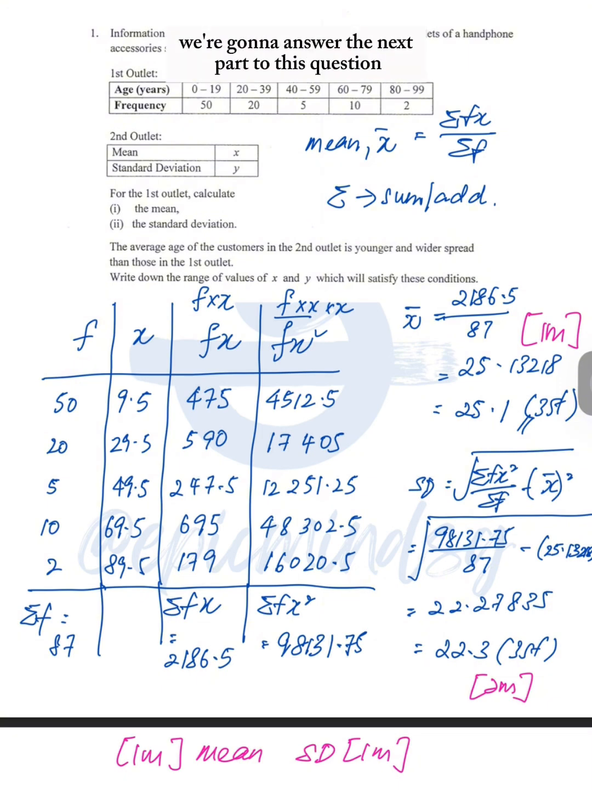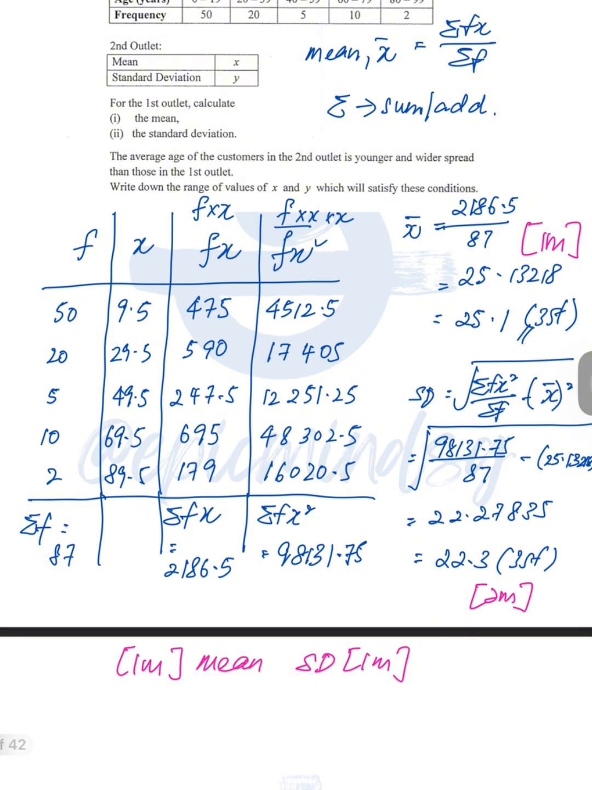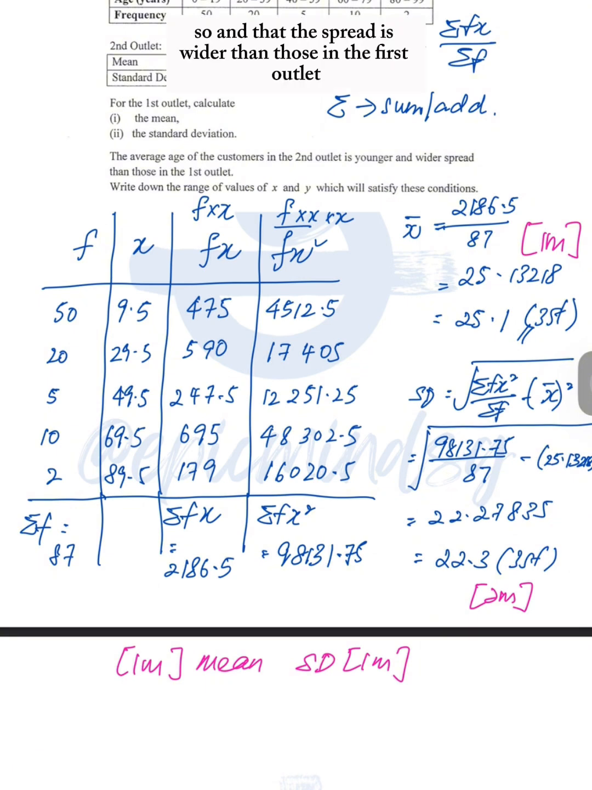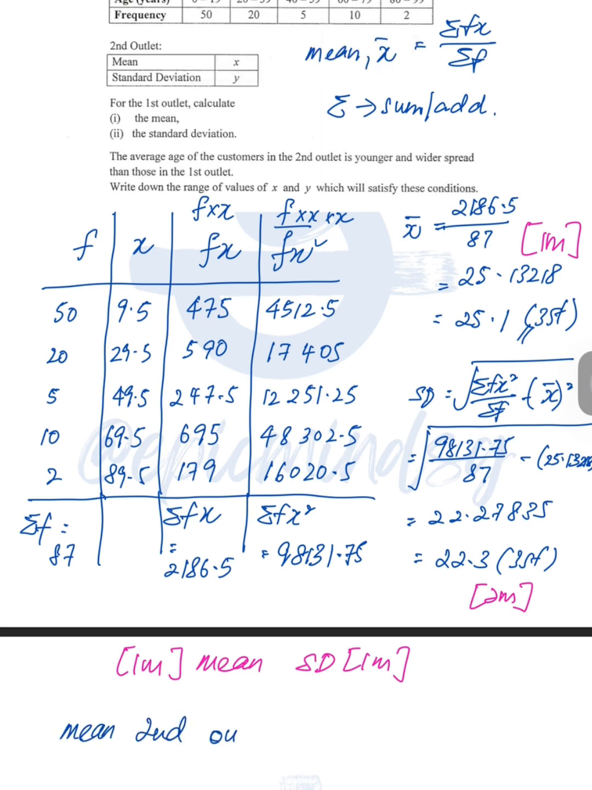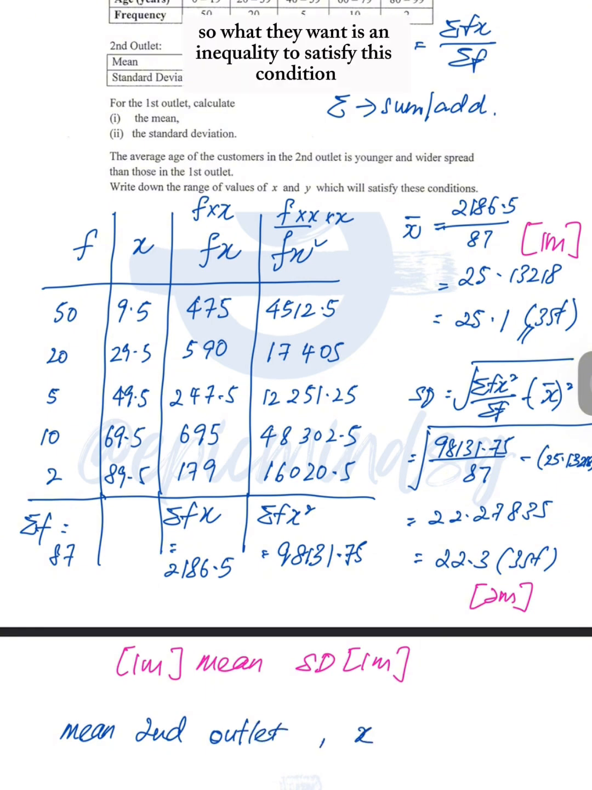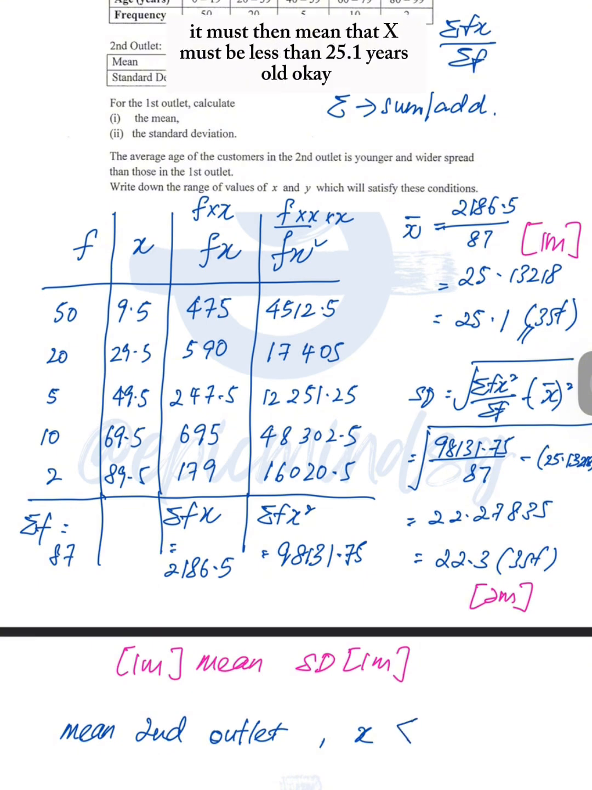Then we're going to answer the next part to this question. They tell us that the average age of the customers in the second outlet is younger, and that the spread is wider than those in the first outlet. So what they want is an inequality to satisfy this condition. Since the average age for the customers in the second outlet is younger than those in the first outlet, it must mean that X must be less than 25.1 years old.